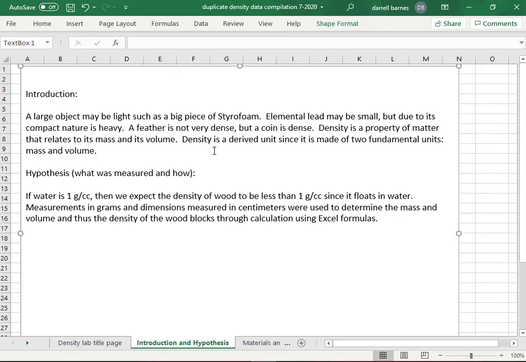Density is a property of matter that relates to its mass and volume. Density is a derived unit since it is made of 2 fundamental units, mass and volume. Hypothesis. If water is 1 gram per cc, then we expect the density of wood to be less than 1 gram per cc since it floats in water. Measurements in grams and dimensions measured were used to determine the mass and volume and thus the density through calculation using Excel formulas. Okay, that might do. Let's keep going.